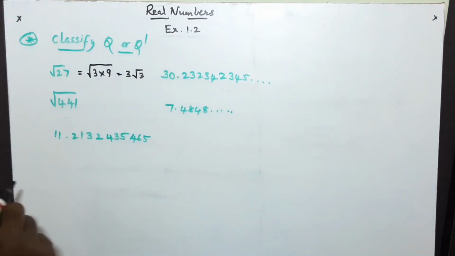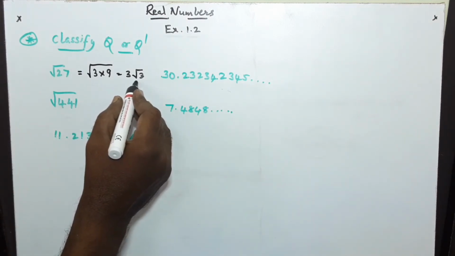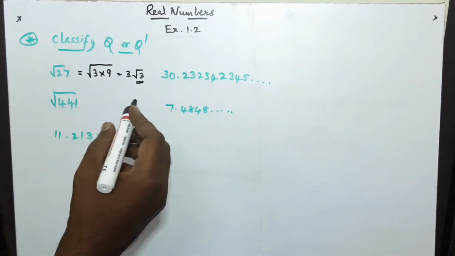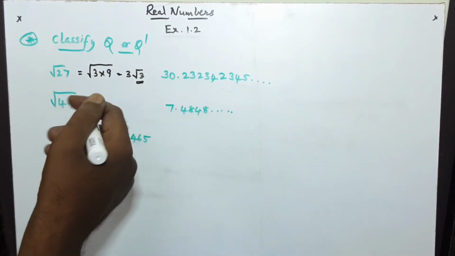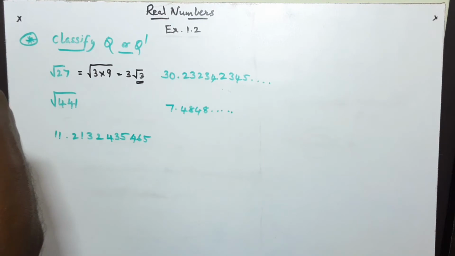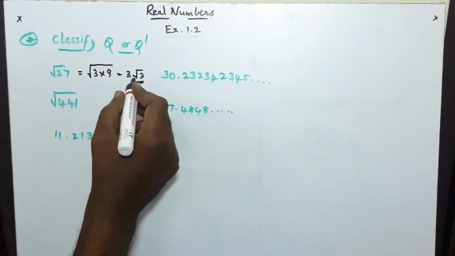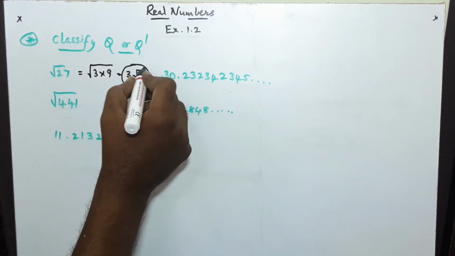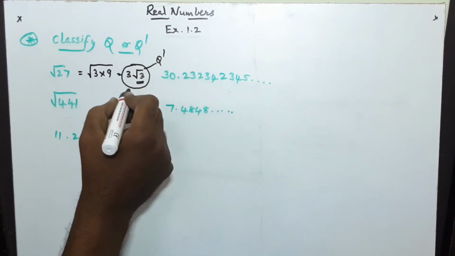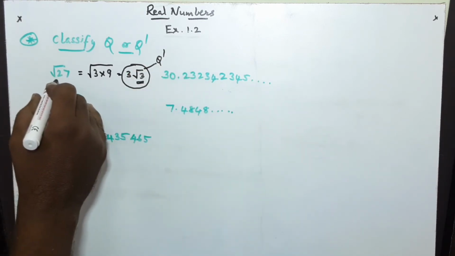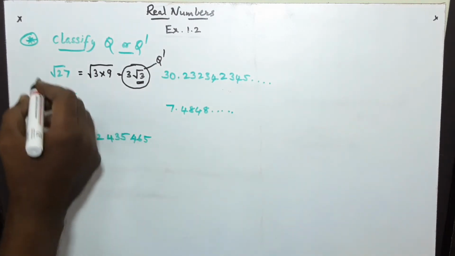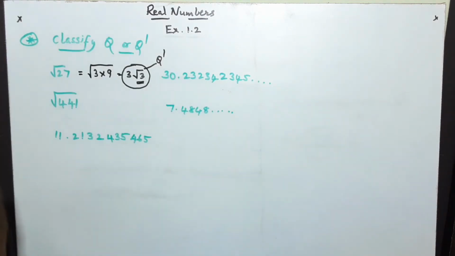Now if you observe here, the value root 3 is an irrational number, because just now we have seen in the discussion that the value of root 3 is 1.73205008 and so on. Therefore it is an irrational number. So first of all, root 3 is an irrational number, therefore 3 root 3 is also an irrational number, hence root 27 is an irrational number.